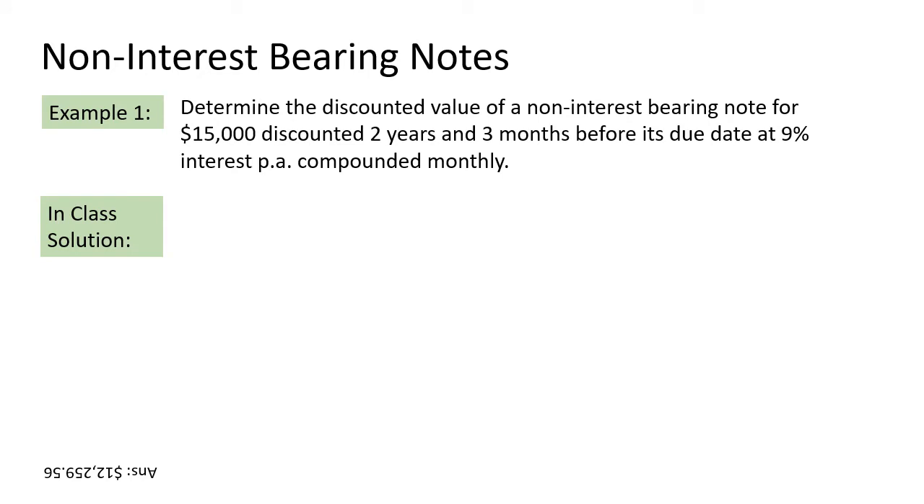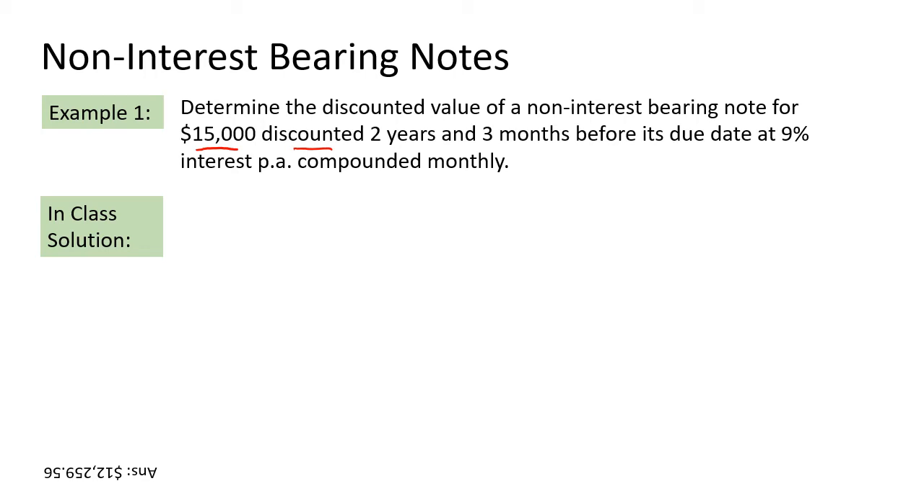Starting with a non-interest-bearing note, let's look at an example. Determine the discounted value of a non-interest-bearing note for $15,000, discounted 2 years and 3 months before its due date, at 9% interest per annum compounded monthly. Remember, with a non-interest-bearing note, the value provided is the future value because the interest is inherently built into that number. So if you're paying it back early or it's being discounted early, you have to subtract the interest value from it and determine the present value at that period of time that's earlier than when it would otherwise be due or otherwise come to its maturity date.